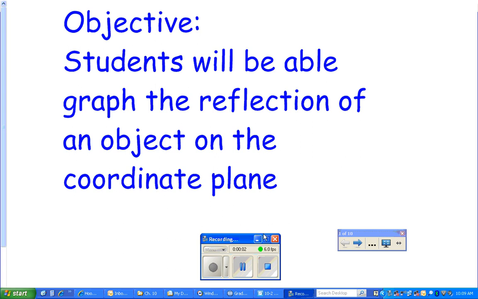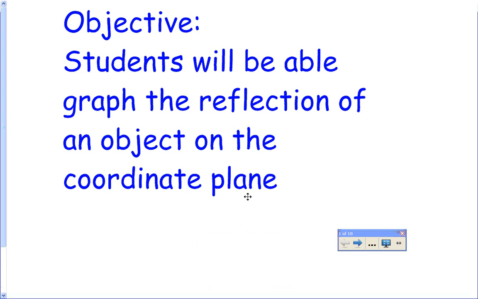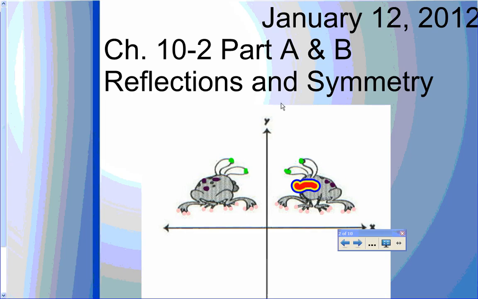Alright, the objective for this lesson is that you'll be able to graph the reflection of an object on the coordinate plane. These notes were given on January 12th. This is Chapter 10-2, Part A and B. It's reflections and symmetry.